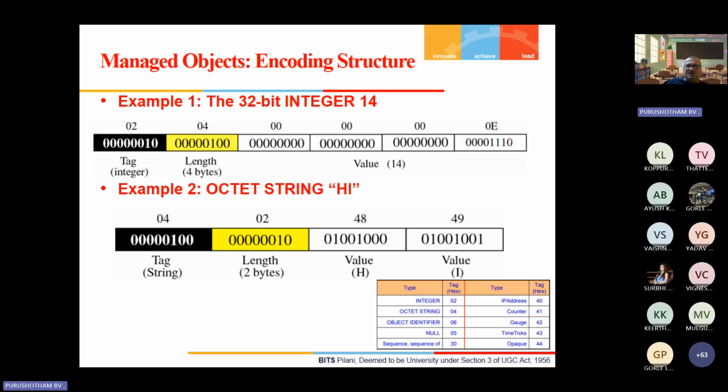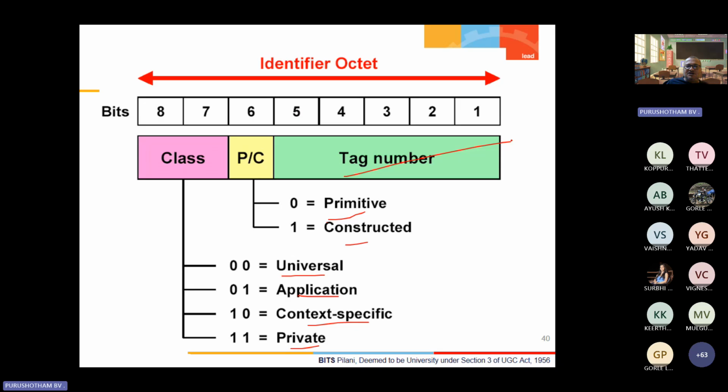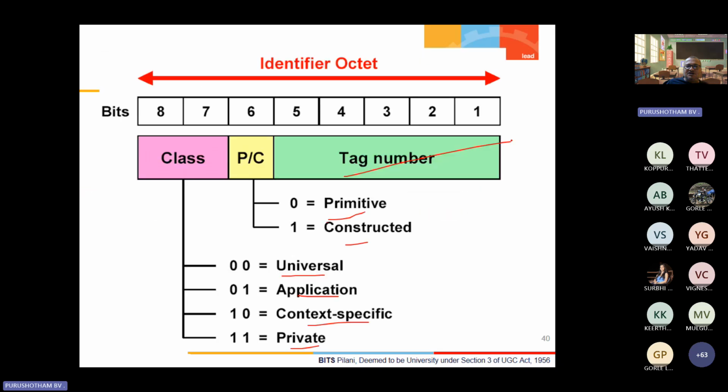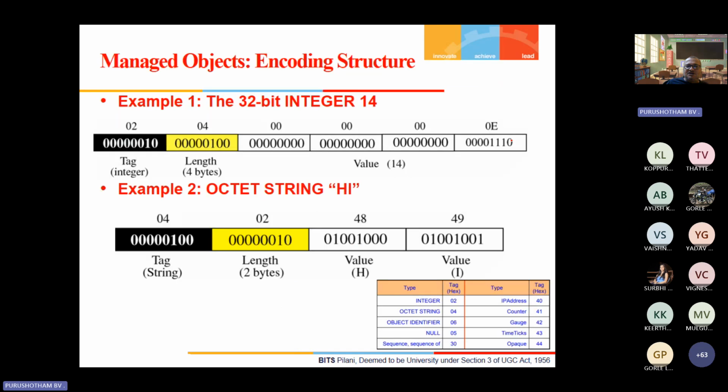You will understand better here. Example 1, the 32-bit integer 14. We wanted to represent or store 14. What is the value here? 14 is the value. As per the TLV format, 14 is the value. And we have this T and L also. The tag is the identifier. Then length is how much length you wanted.